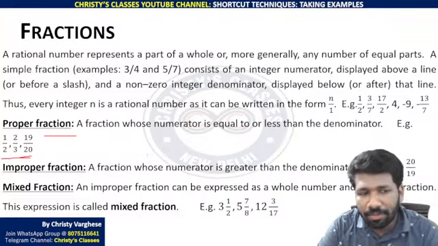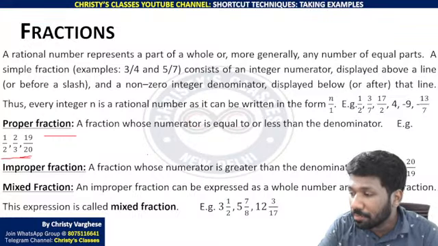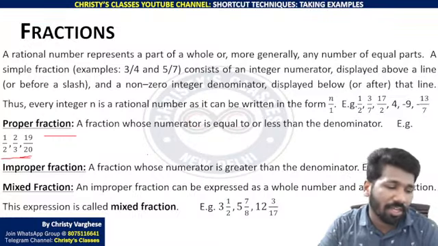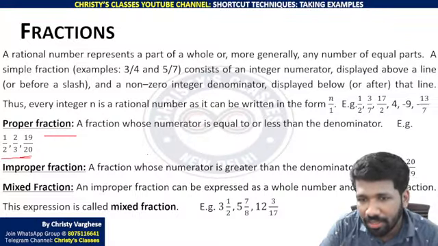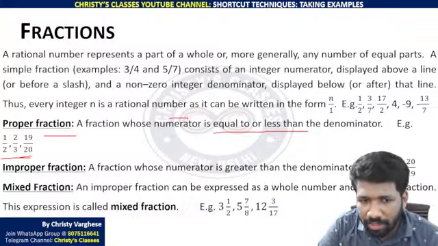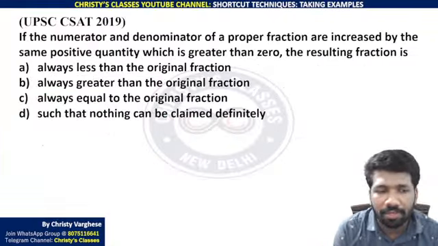Even all natural numbers can be written as proper fractions. Like 7 by 7 is a proper fraction. 8 by 8 is a proper fraction. Because the numerator can be less than or equal to the denominator. Numerator means the number on the top. Denominator means the number on the bottom. Hope all of you are familiar with those things.